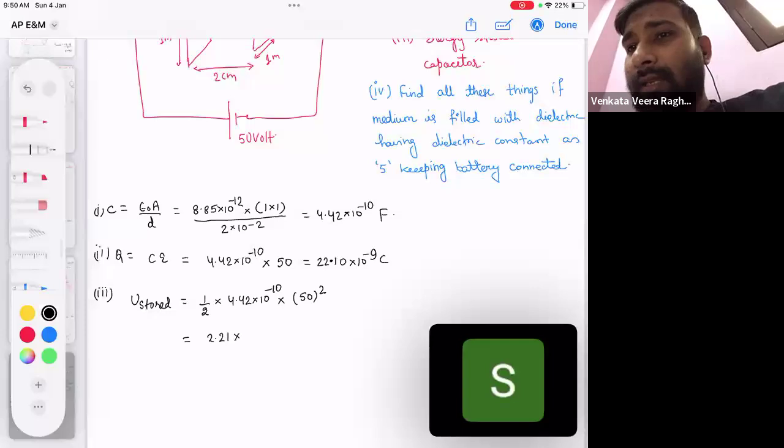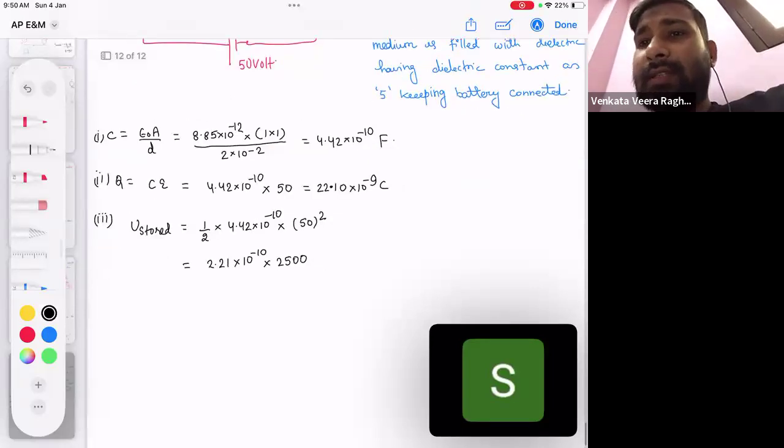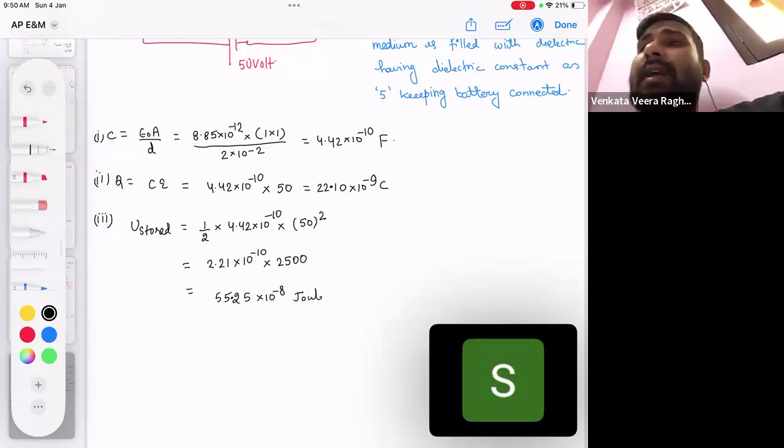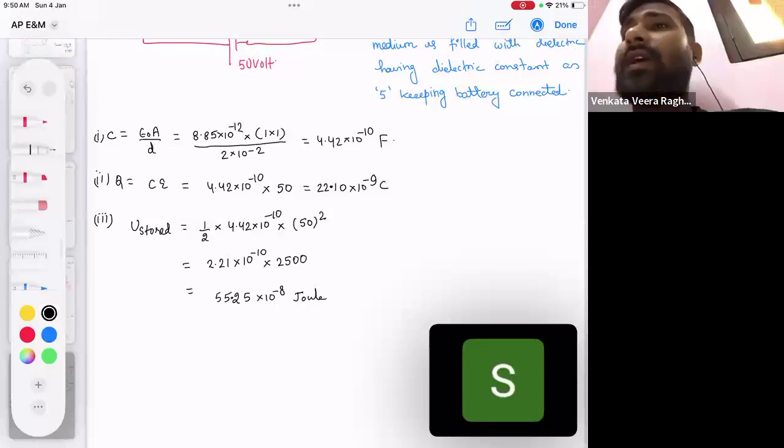It is coming 2.21 into 10 to the power minus 10 into 2500. Okay, just simplify a little bit. So it will become 10 to the power minus 8. 25 into 1, 25, 2, 50, and 2, so 52, 5, and 55. So 55.2125 joule we are getting as our answer. These are the three things we have.